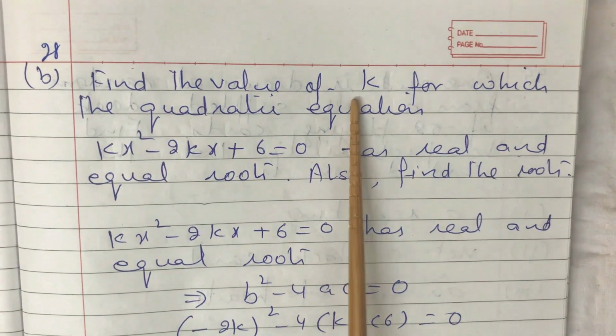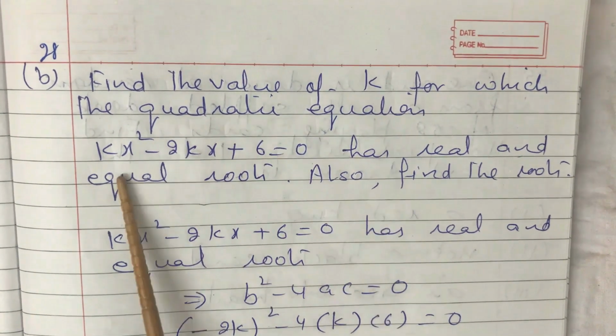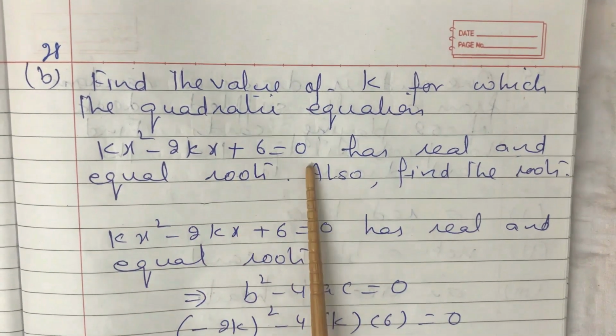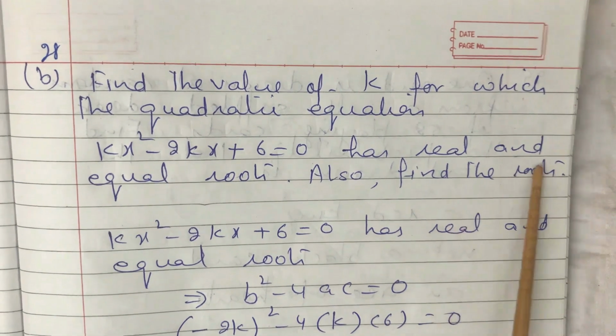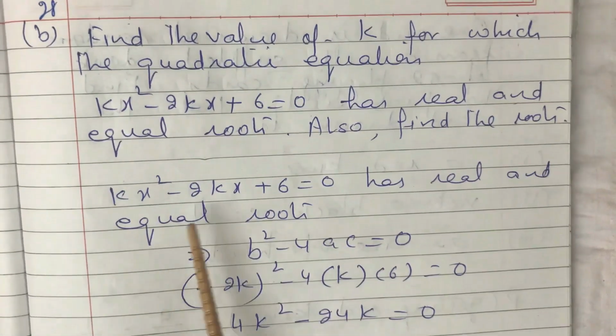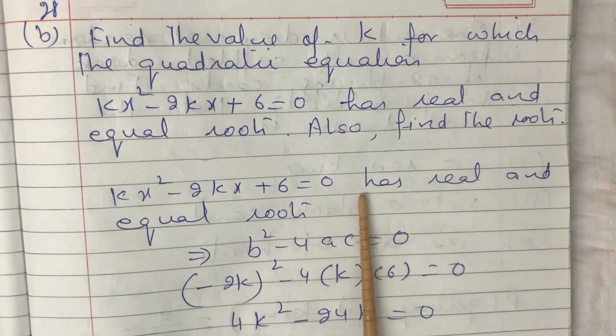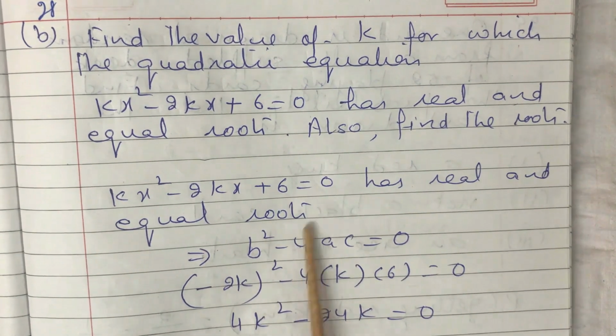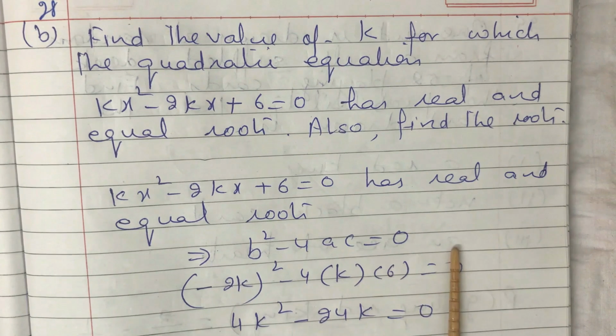Now 28th question, B part. Find the value of k for which the quadratic equation kx square minus 2kx plus 6 is equal to 0 has real and equal roots. Also find the roots. Now kx square minus 2kx plus 6 is equal to 0 has real and equal roots. It means b square minus 4ac is equal to 0.